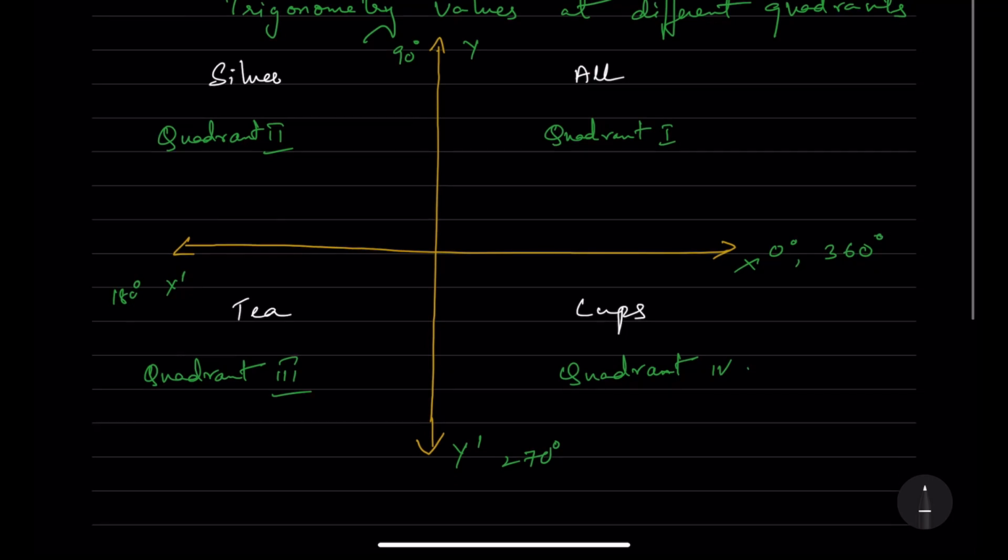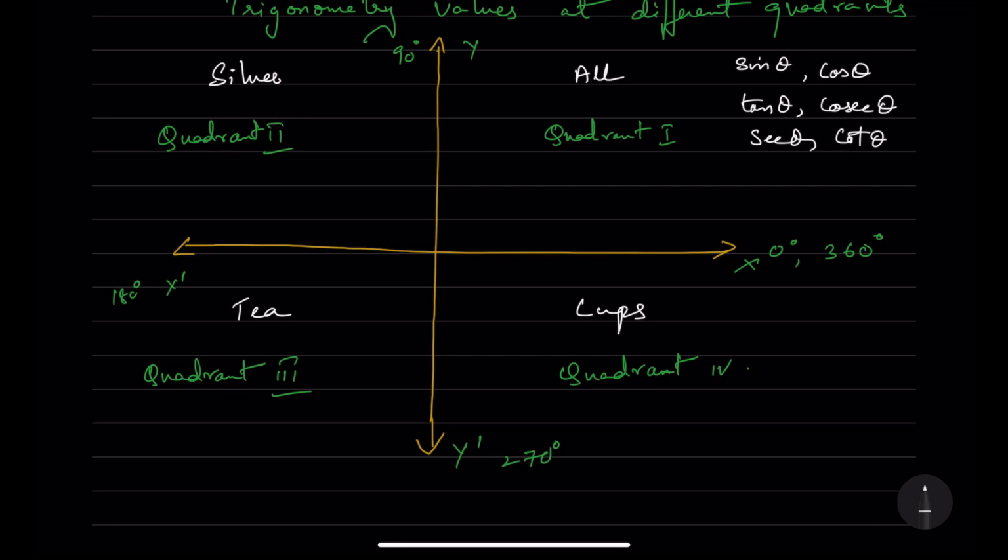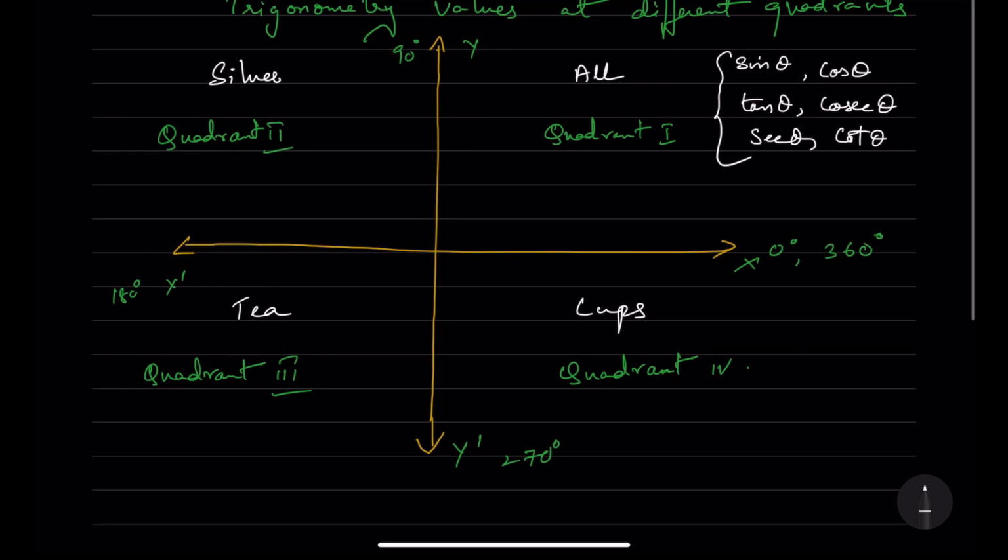In this we have all the trigonometric functions, that is sine theta, cos theta, tan theta, cosecant theta, then secant theta and cot theta. All these are positive in this. So for what are they positive? That is for 90 minus theta and for 360 plus theta. See, from here you are having this as 360 and this is 90 minus theta and this is 360 plus theta.